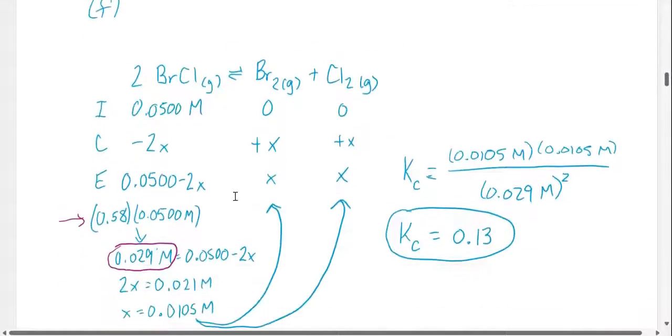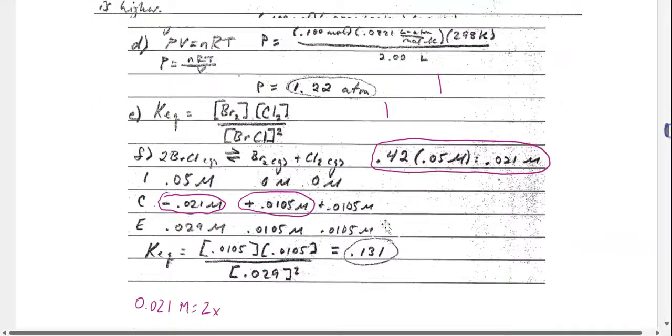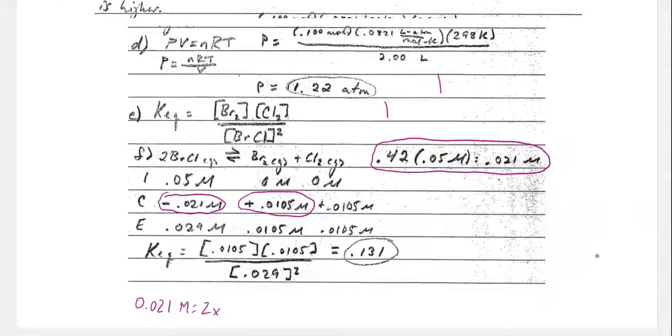0.0105 times 0.0105 times 0.0105 over 0.029 squared. And they got 0.131. I think technically we would do 2 sig figs also instead of 3. But they don't have sig figs listed on here. So again, as far as their criteria, I'm going to give them 2 points.